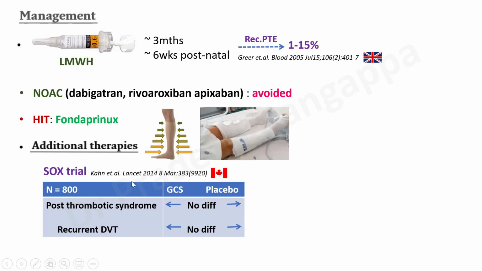There was a trial called the SOX trial that came from the Canadian group, done in 800 patients. Here they compared whether compression was any better than placebo. They found there was no benefit with graded compression stockings, the socks that you put on. Graded compression stockings had no benefit in post-thrombotic syndrome or in preventing recurrent DVT. So sequential calf compressions along with graded compression stockings could be considered if there is a contraindication to pharmacological therapy.